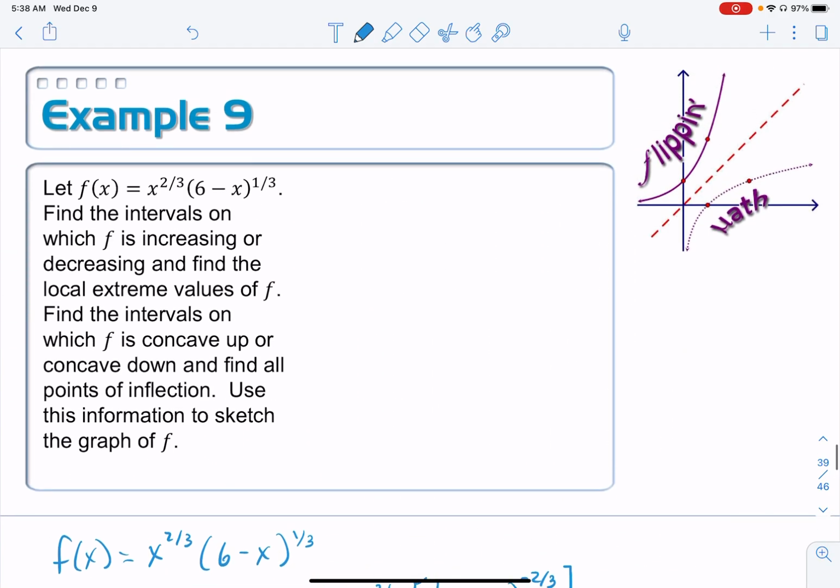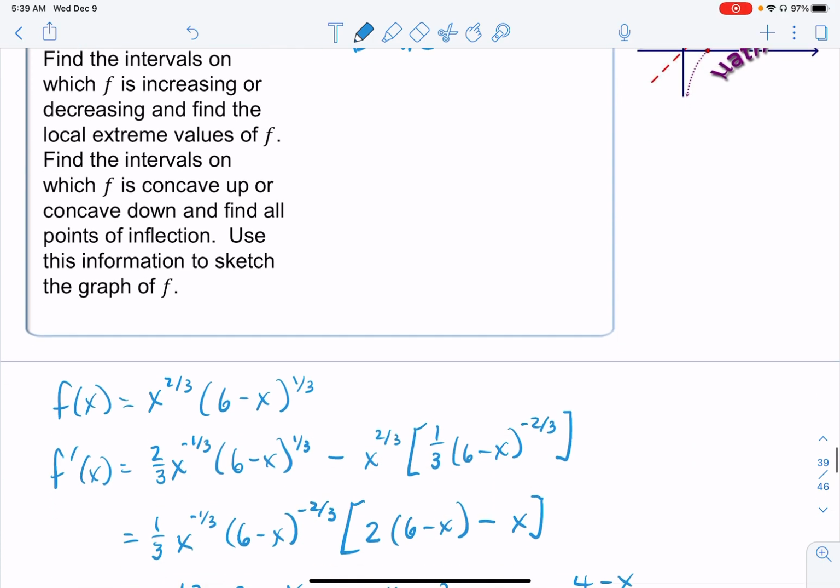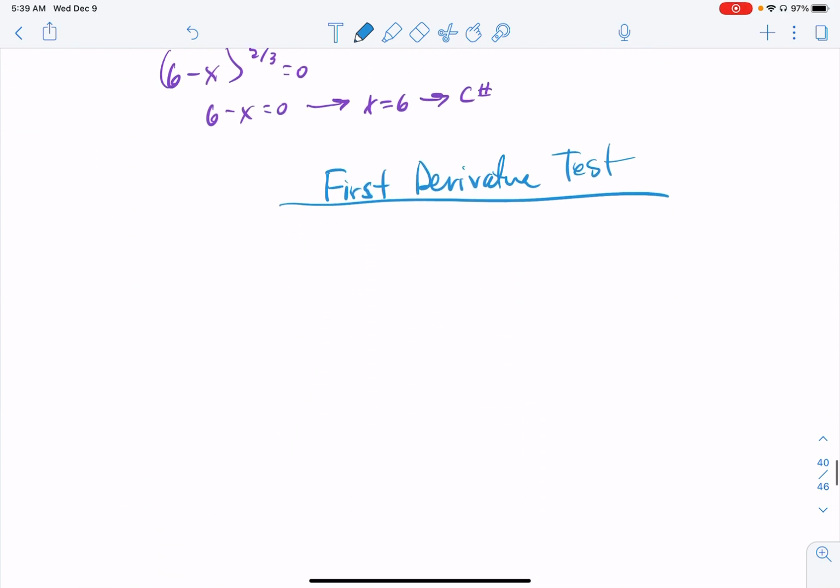What's the domain of this thing? We're taking cube roots of stuff. It's raised to the second power, but we're taking the cube root. Cube roots always have domain as all real numbers. So the domain is all real numbers. We don't have to take anything out of it, so from negative infinity to positive infinity is what we're going to use. These critical numbers break up the intervals.